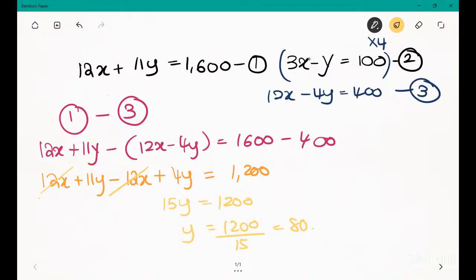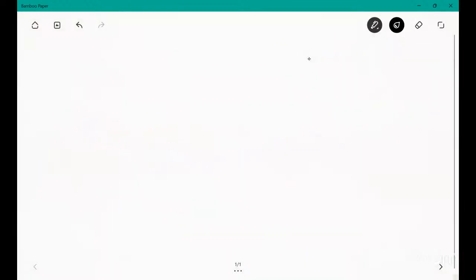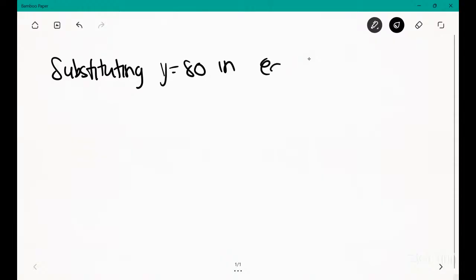You can use any of the equations that you have to find the value of the other one. It's always preferred to pick the smallest equation possible, so that you will make fewer mistakes. So I'm going to use equation 2, 3x minus y is equal to 100, substituting y is equal to 80 in equation 2.